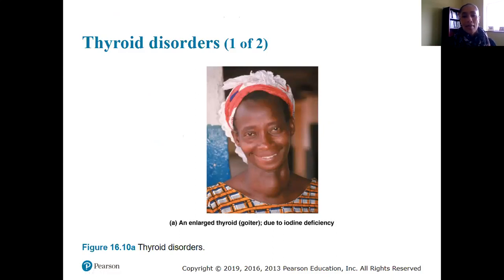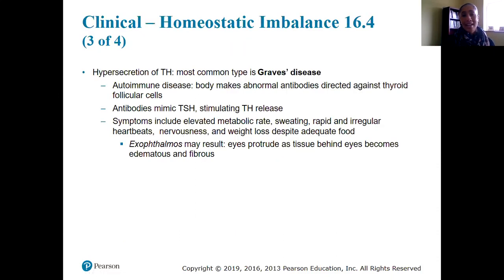So here we see a woman that has an enlarged thyroid, or a goiter, caused by not having sufficient nutrients within her body.